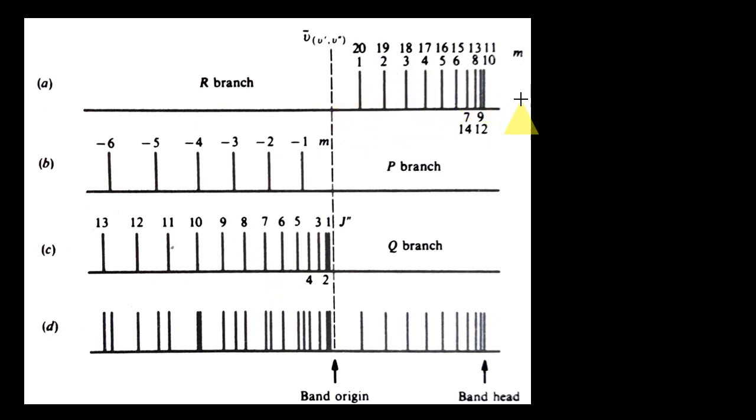The R branch appears at the higher wave number side. The P branch appears at the lower wave number side. The Q branch also appears at the lower wave number side. And this dotted line shows the band origin.